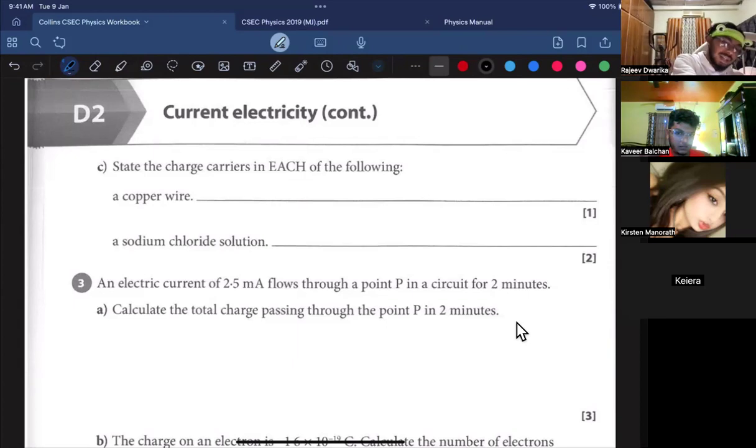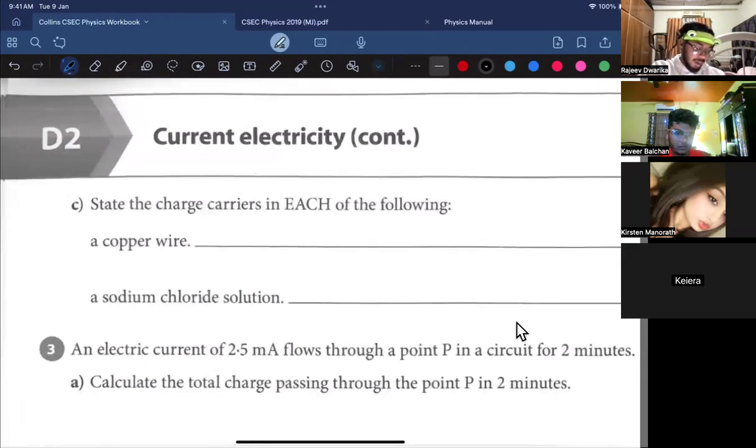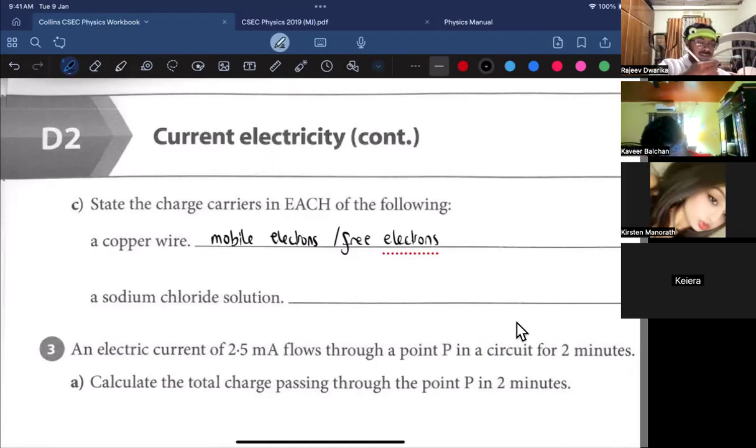Right? The charge carriers in our copper wire are mobile electrons, right? Yeah, good.